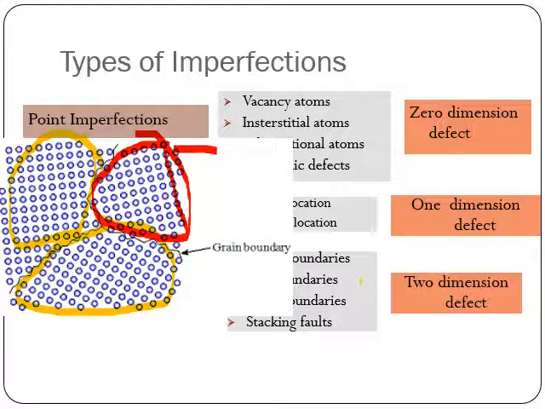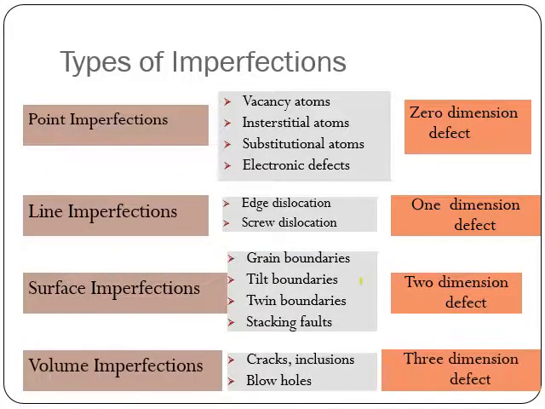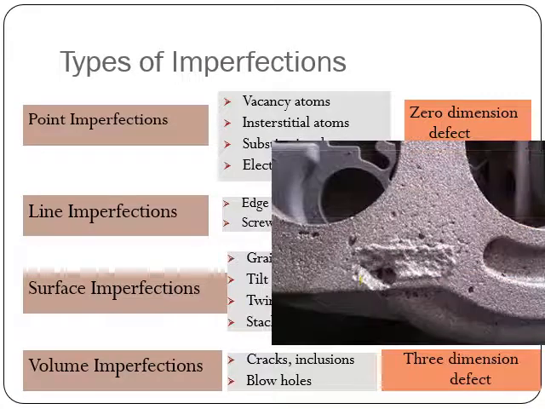Whenever there is a change in the orientation, it gives rise to different defects. How exactly? We'll see one by one in the coming slides. The next one is volume imperfections. Those are three-dimensional. Examples are cracks, inclusions, blowholes, and so on. We already know these appear whenever we do welding or casting.